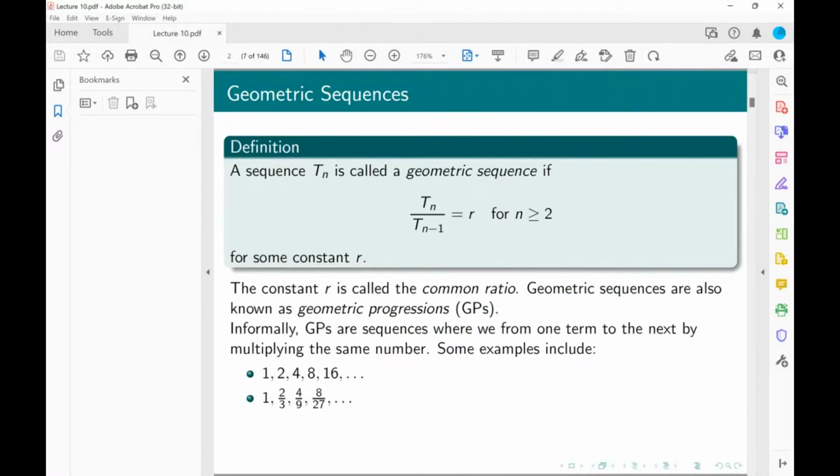That r should be 2/3 in this case. Yeah, 2/3 times 2/3 is 4/9. Multiplied by 2/3 is 8/27. So that is also a common ratio, it's a GP. What about this one? Is there a common ratio here?